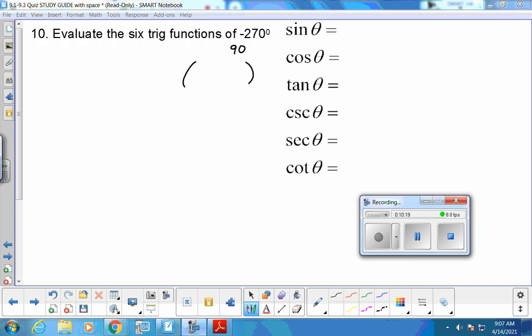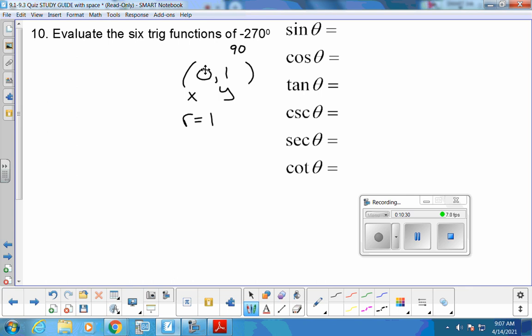So negative 270 is the same thing as 90 degrees, and the coordinate at 90 degrees is 0, 1. So I'm using this for x, this for y, and my r value will be 1 because it's a unit circle. So at sine, I'm at y over r, which is 1. Cosine, I'm x over r, which is 0. And then tangent is y over x, which is undefined. So far I'm matching the group to my right. I haven't looked to my left yet.